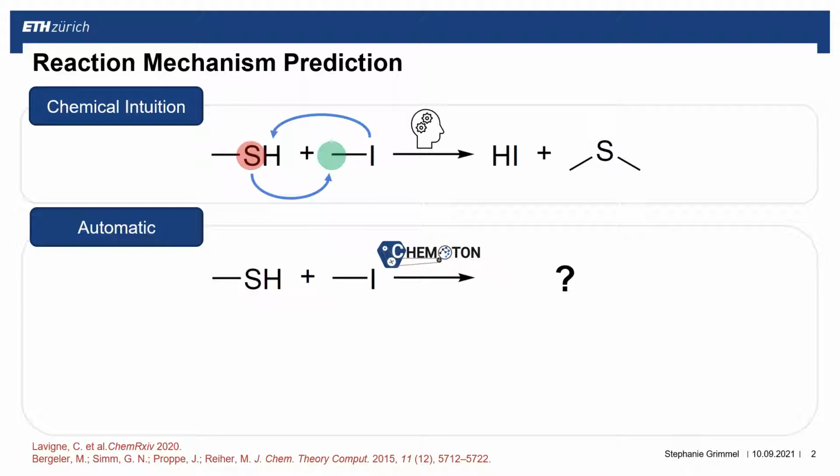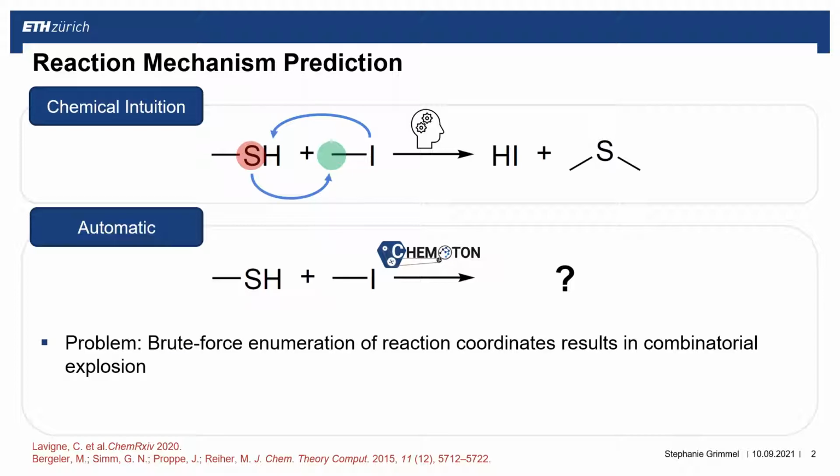However, if there is no longer a human involved suggesting reaction coordinates to probe, where else shall we get these from? Brute force enumerations of reaction coordinates clearly result in a combinatorial explosion, and even worse, many of the suggested coordinates won't even lead to feasible reactions.